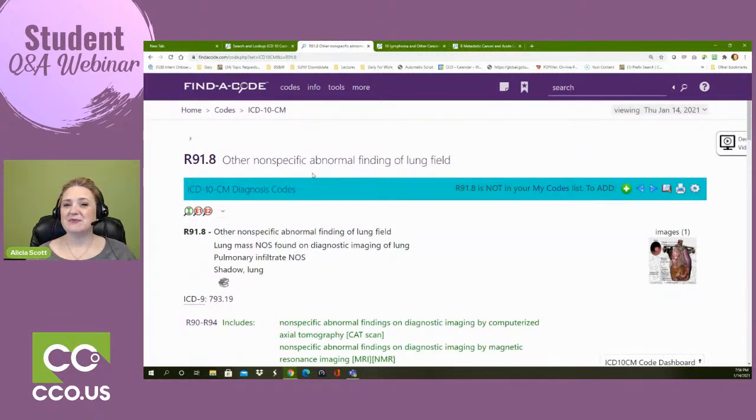But if there's a mass in the lung, we don't know what it is, but our patient is HIV positive, that means it possibly could be Kaposi sarcoma. Then again, we don't know yet. They're an R91.8 and HIV positive. So hope that helps. Right? It's pretty black and white when it comes to that.